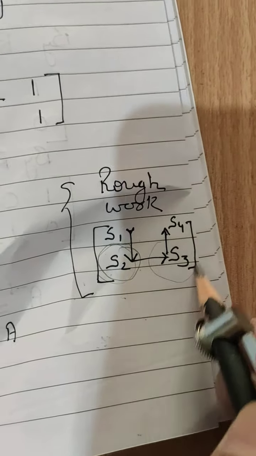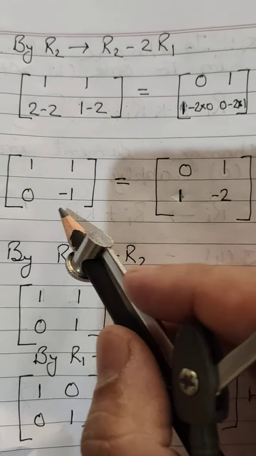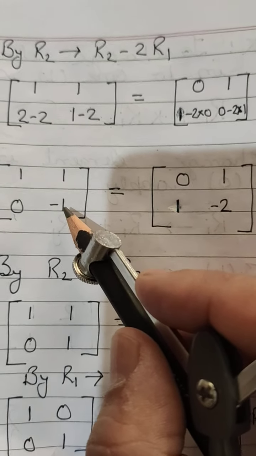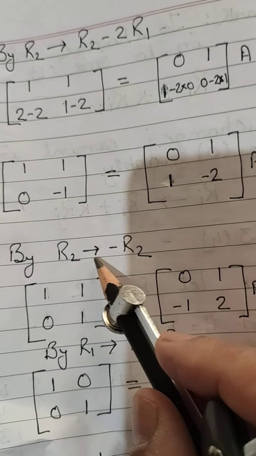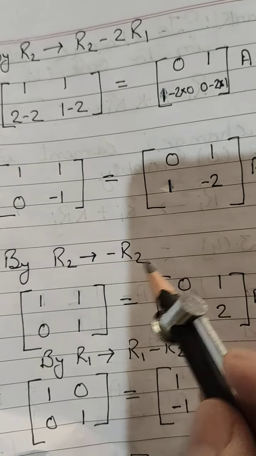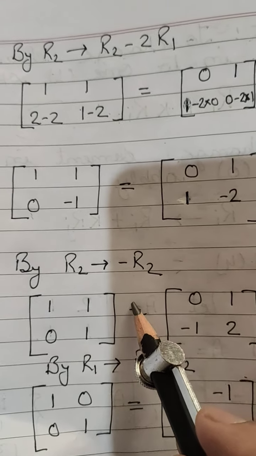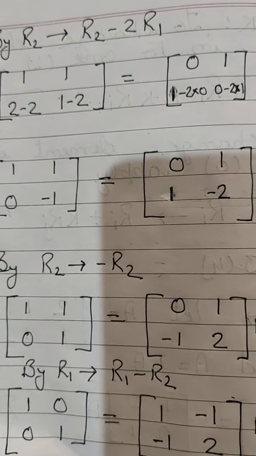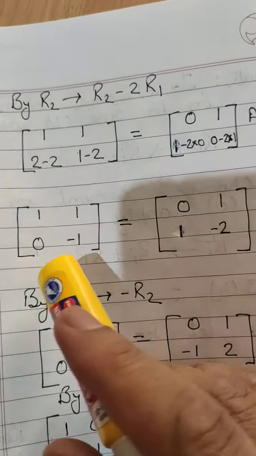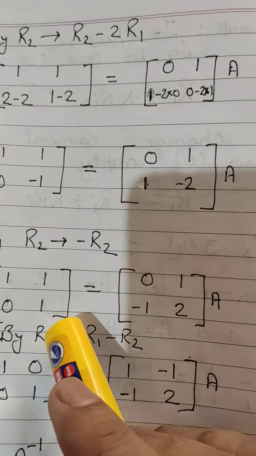Now S3: we have to change this into 1. After simplifying we are getting minus 1. How will we change it into 1? By multiplying by a minus sign. So I apply R2 gives k R2, with k equal to minus 1. As we are applying this on row R2, we have to multiply the whole row by minus 1. So this 0, being neither positive nor negative, stays 0, and minus 1 becomes plus 1.